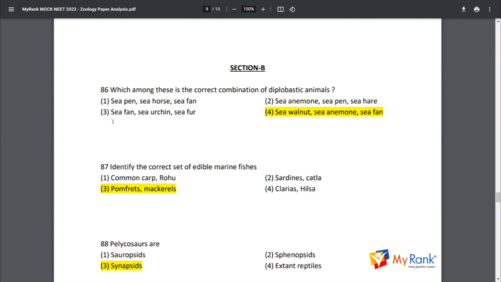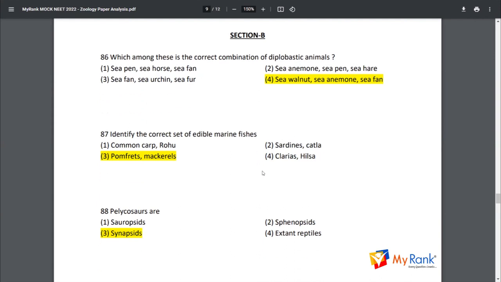Option 3 is sea fan, sea urchin, and sea fur. Now, sea fan and sea fur are again cnidarians, whereas sea urchin is a classic example for Echinodermata. So, option 3 is also ruled out because Echinodermata is again a triploblastic species. Moving to option 4, sea walnut, sea anemone, and sea fan. These are all the examples of ctenophores and cnidarians, which are diploblastic species. So, option 4 is the correct answer.